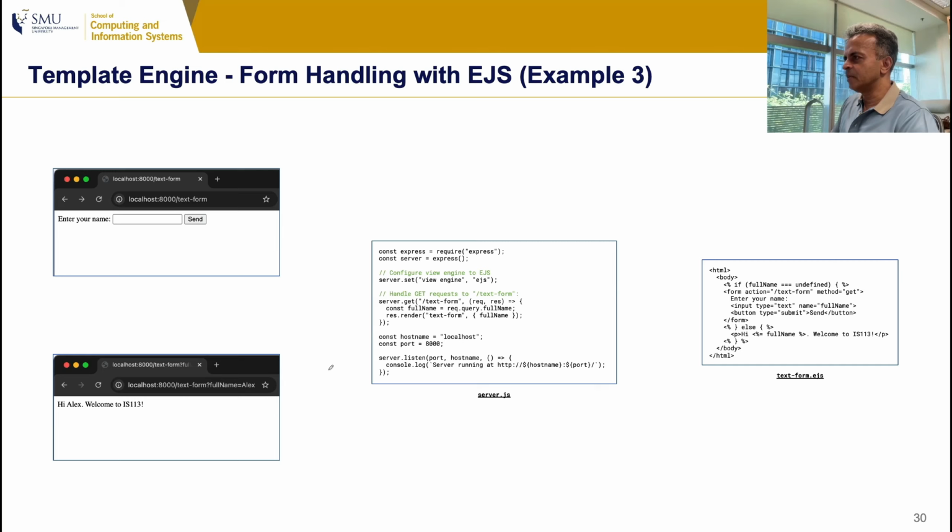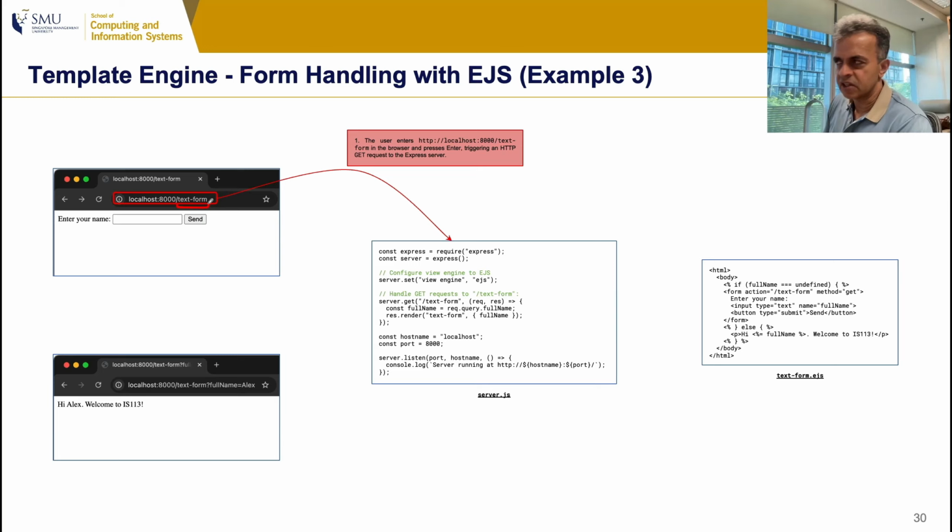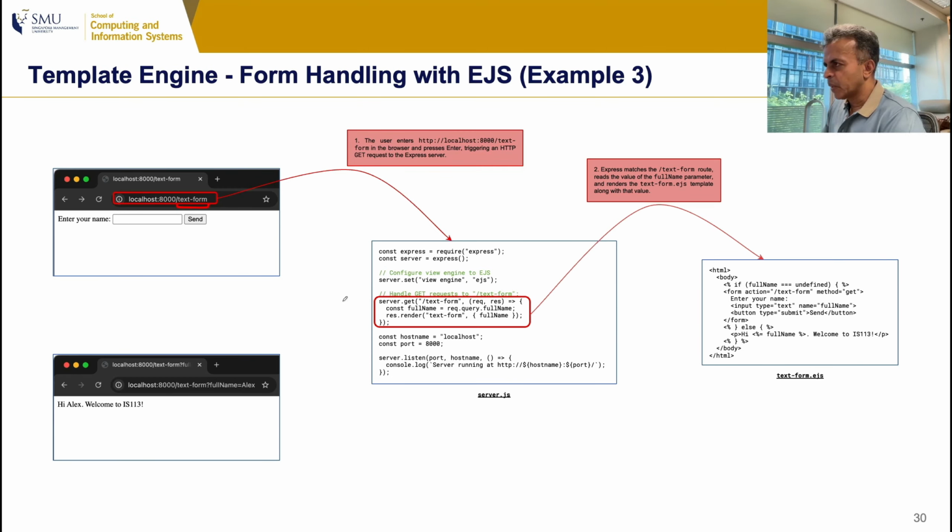So let's use a little bit of animation to explain this once more. First, we need the form. So when we go to text form for the first time, what's happening is that there is a request coming to the server, to our server.js. At that point, we don't have the full name defined. So it comes to the route that you're looking for, because you're looking for text form, and this is a get method. So that's where it's going to end up. There it unpacks full name, which will turn out to be undefined because there is nothing under full name there as a query string.